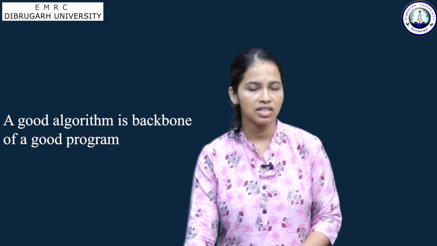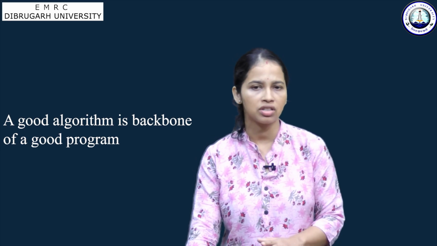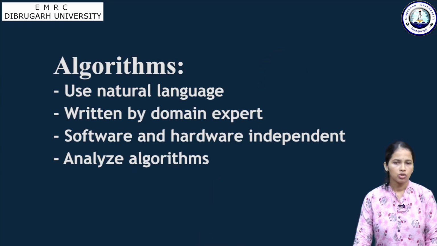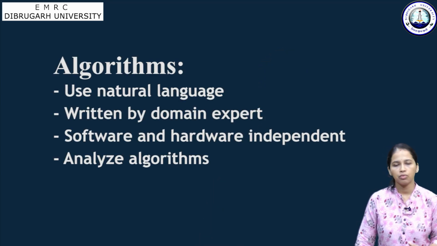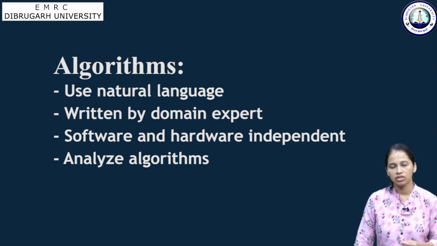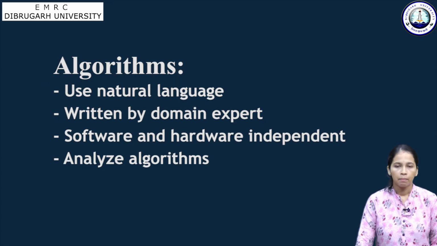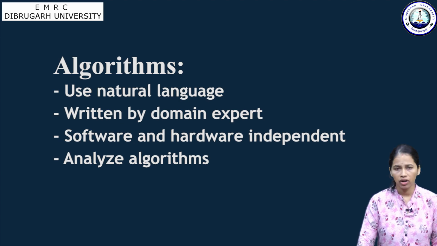There is a slight difference between an algorithm and a program. I will show you the differences, but the two things are very related to each other. In case of an algorithm, we can write it using any natural language or English-like language. But to write a program, we can take any programming language.